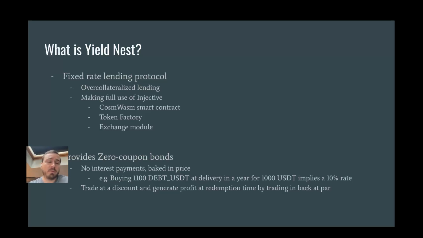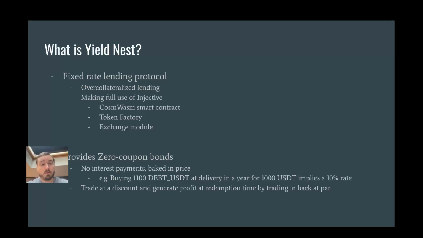So for example, we are looking to buy 1,100 debt USDT at delivery in a year for 1,000 USDT today. This implies a 10% yearly rate on the debt. This means that your debt is currently trading at a discount and you'll be able to generate profit at redemption time with the idea of trading it back at par when reaching expiry.